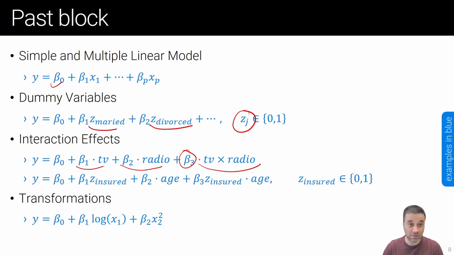And then we talked about transformations. There's nothing wrong with transforming our variables. So instead of fitting a model with x1, we're fitting a model with the log of x1 or with x2 squared. Nothing wrong with that.